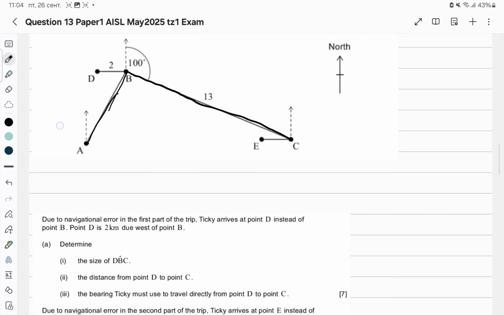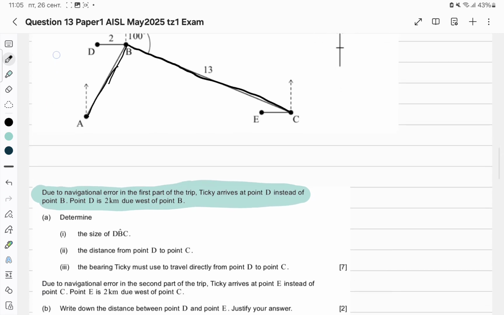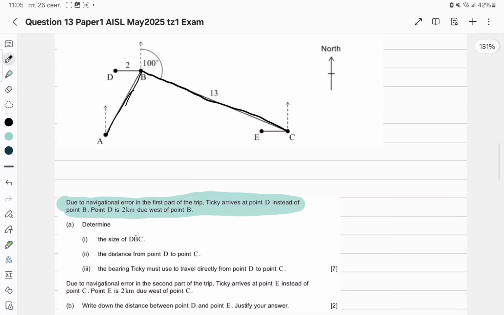Due to the navigation error, so I'm reading the second part of the question. Due to the navigation error in the first part of the trip, Tiki arrives at point D instead of point B. Okay, point D is 2 kilometers due west of point B. And now we should determine next things.